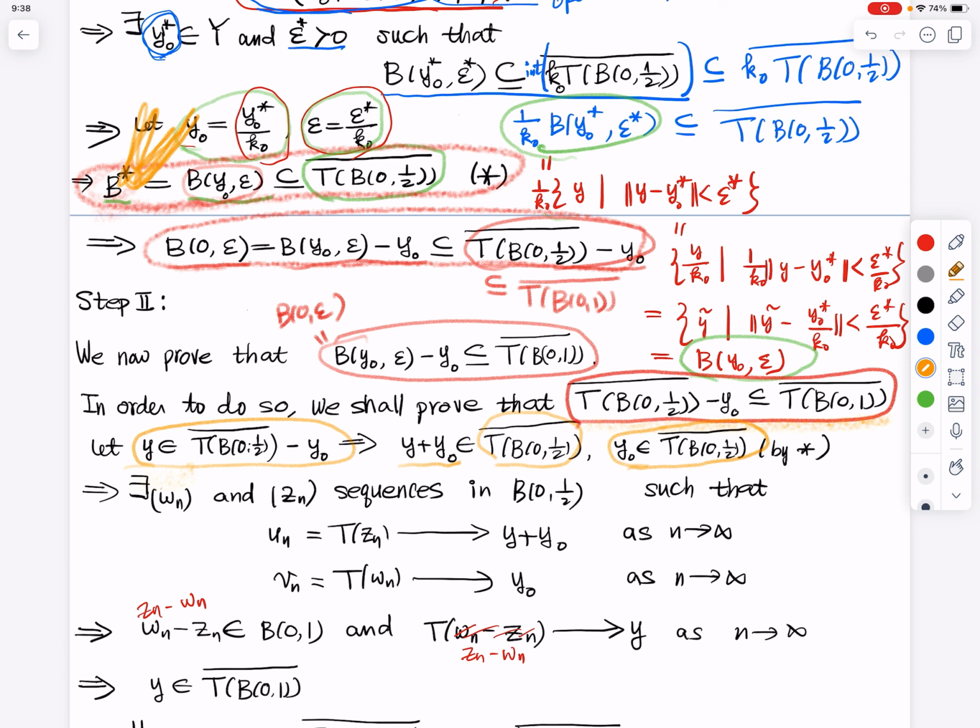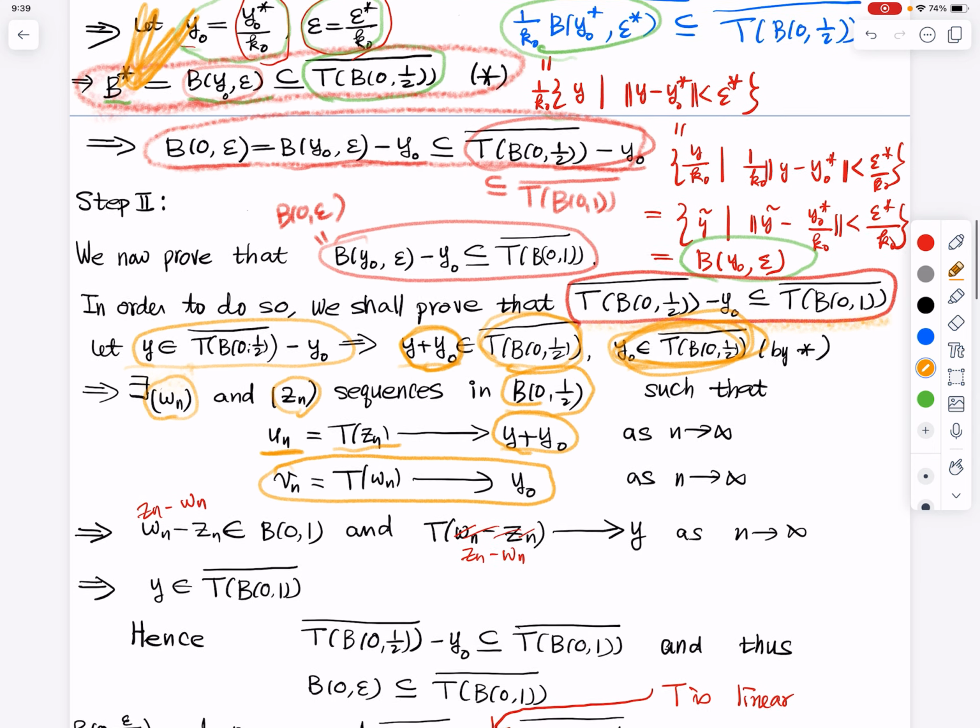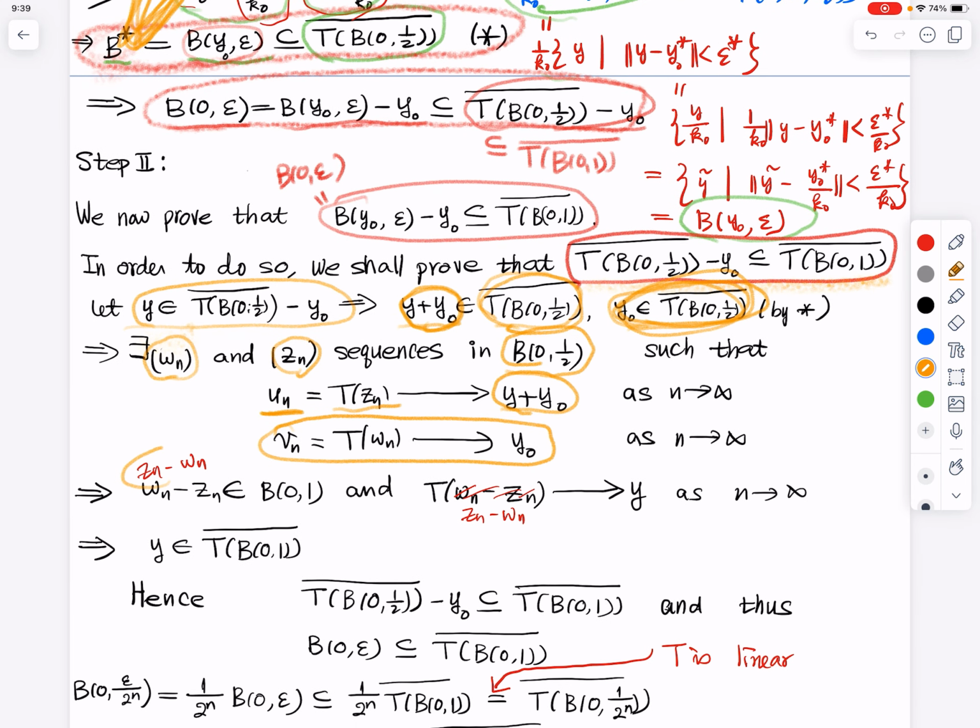Then you can take a sequence wn, zn in B(0,1/2) such that T zn converges to y plus y0, because y plus y0 belongs to this set, and also y0 belongs to this set. Then you can take T wn converging to y0. And then from this one, you consider zn minus wn.